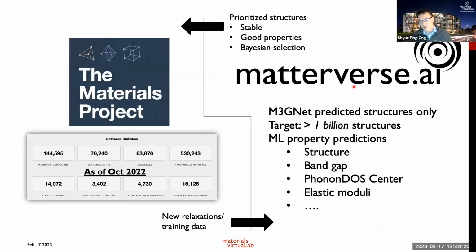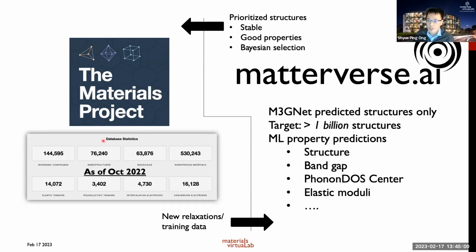All right, now with M3GNet, we have the ability to do completely machine learning based structure prediction and property prediction, right? So what we did was to come up with this database called matterverse.ai. It is not meant to substitute the Materials Project. It is meant to be a complement to the Materials Project. And this database is meant to be a pure machine learning database. Our target is to go to 1 billion materials and beyond, okay? And this database would have machine learning property predictions, things like the structure, the band gap, the phonon DOS, and so on and so forth, right?